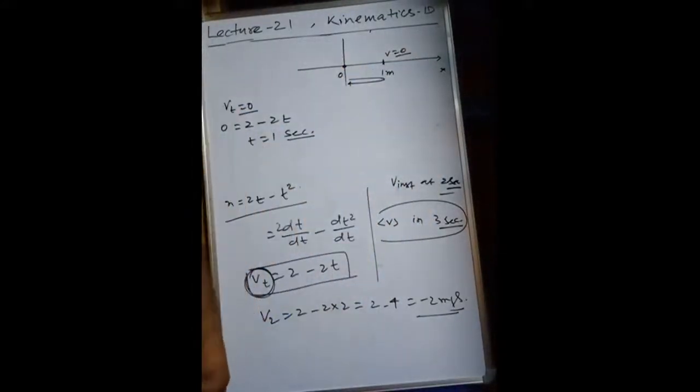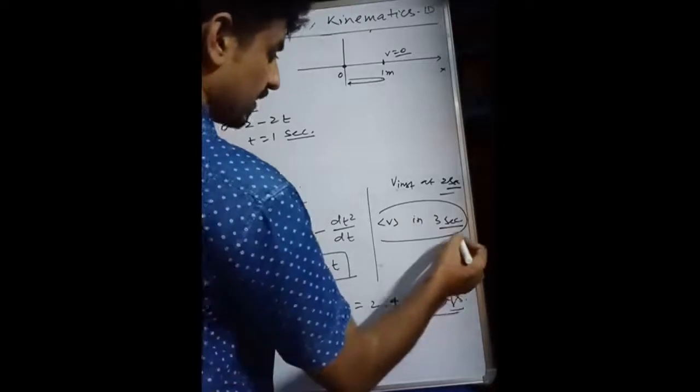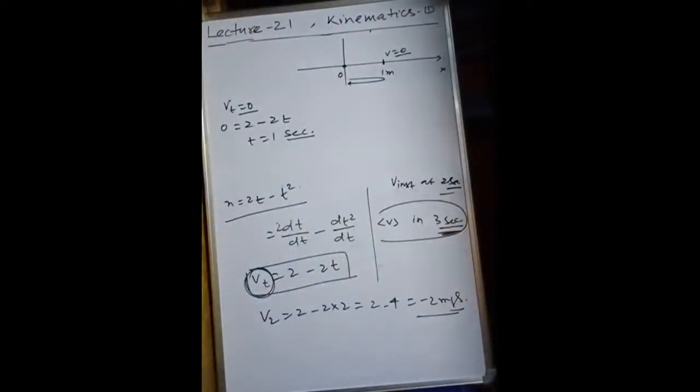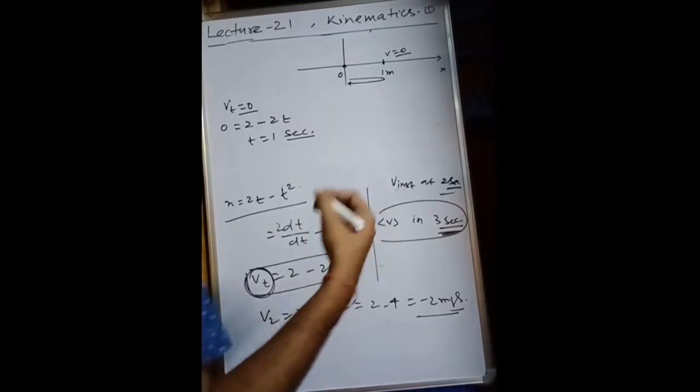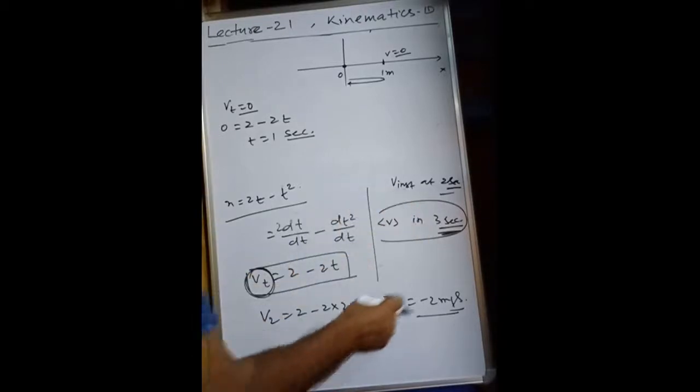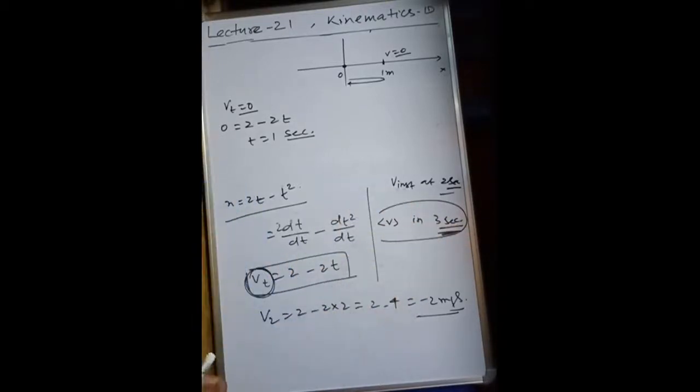And how much distance does it cover? In 1 second, it is 1 meter. You can see, it is 1 meter. But we have to find the average speed in 3 seconds. Okay, average speed in 3 seconds. So how much distance does it cover after this 1 second? So for 2 seconds, look at here, let me rub this one.